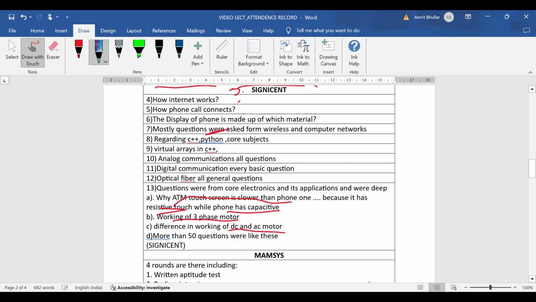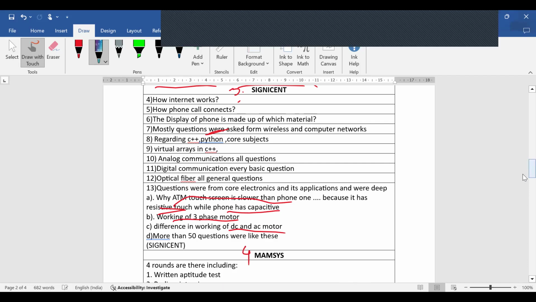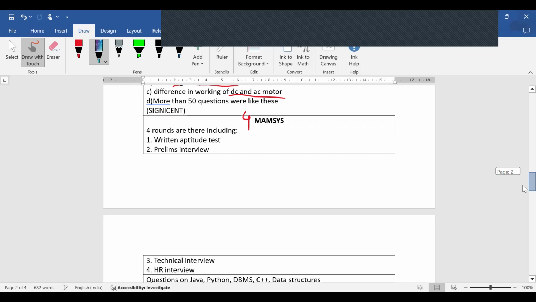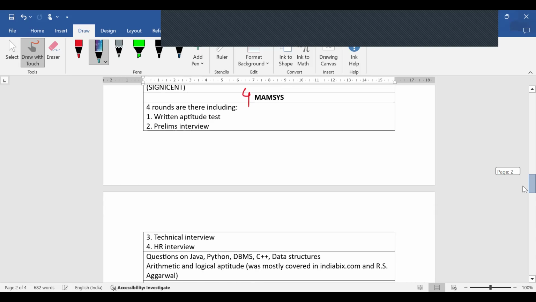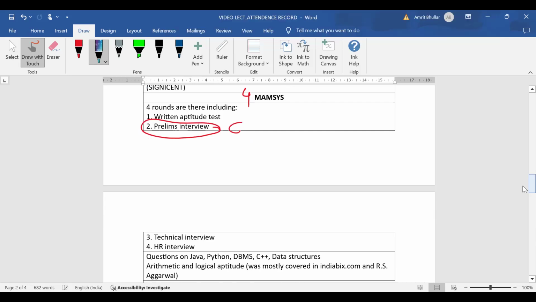Then we come to our fourth company, and that is MAMSIS. Basically, there are 4 rounds. Mostly all the companies go for 4 rounds. First is the written aptitude test, then the prelim interview, then the technical interview, and the HR interview. Sometimes instead of just the prelims interview, some companies go with a group discussion.